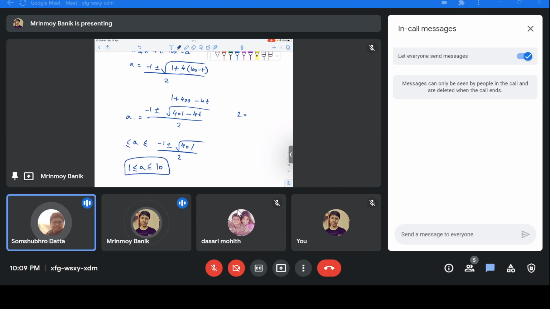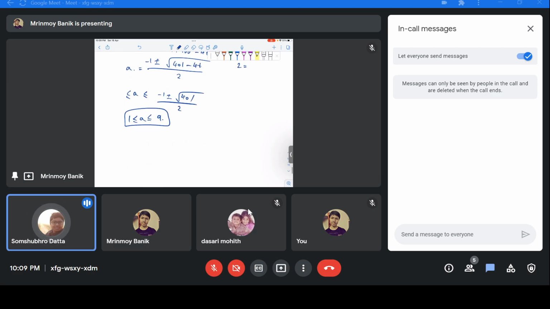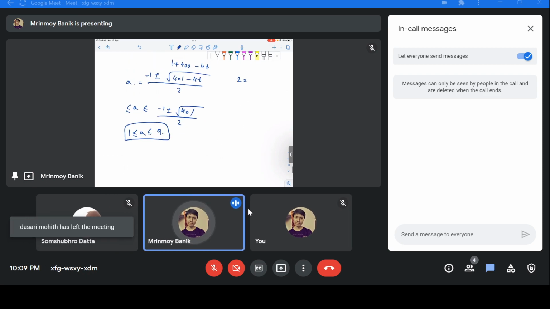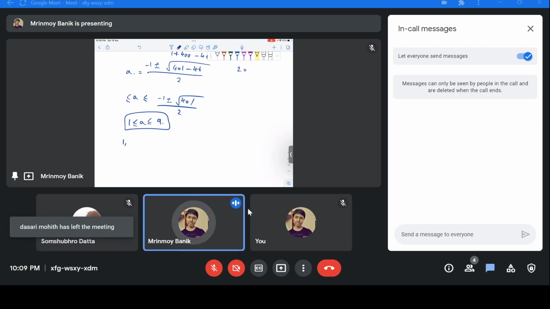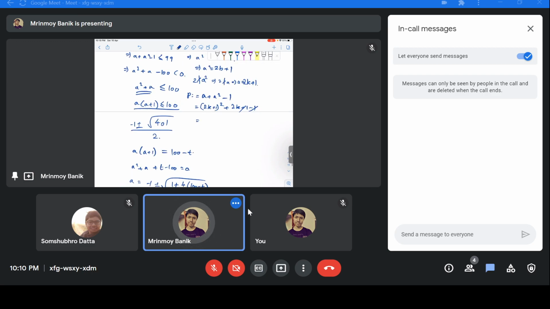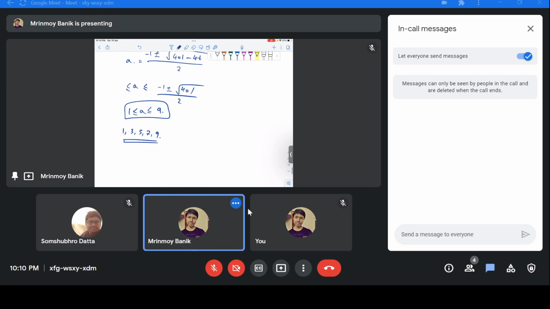So it's better to write nine instead of 10, because root over 401 is near about 20. Can it reach exactly 1? I doubt it can. Okay, so now we can just case bash things. The odd numbers between 1 and 9 are 1, 3, 5, 7, and 9. As we know already, a is an odd number.